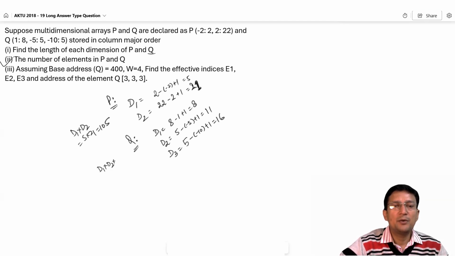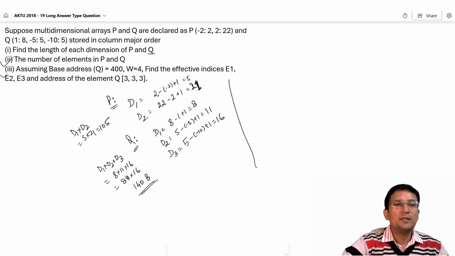Q में कितने elements होंगे? D1 multiplied with D2 multiplied with D3. This is equals to 8 multiplied with 11 multiplied with 16. So 88 multiplied with 16. 16 8s are 128, 16 8s are 128 and 12 140. So 1408 will be total number of elements in Q. If I have made any mistake in calculation, you please do the calculation by yourself. I may have made some mistake in the multiplication.